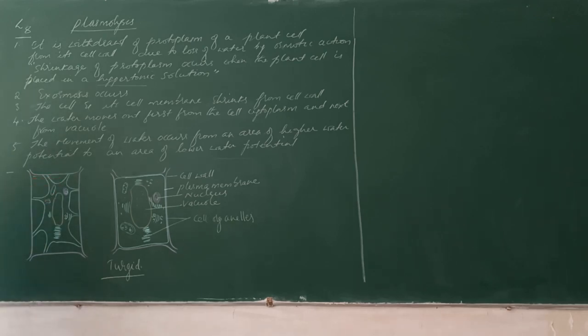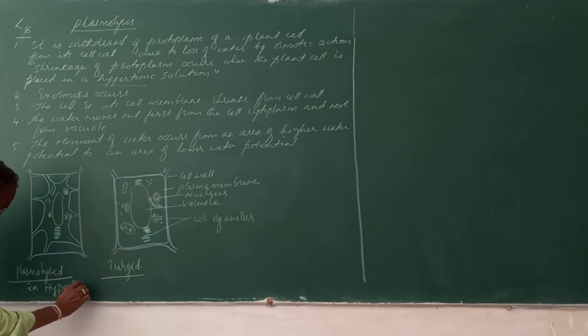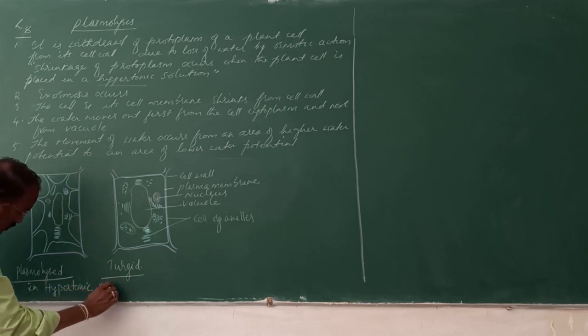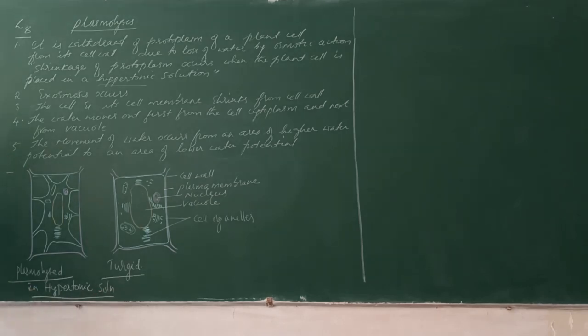See, the plasma membrane is withdrawn. So the cell is now plasmolyzed. Where? In hypertonic solution. Understand? So there is shrinkage of the protoplasm. At some regions, the protoplasm, that is the plasma membrane, is still attached to the cell wall. So at the corners and all the sides, you can see the withdrawal of the plasma membrane.